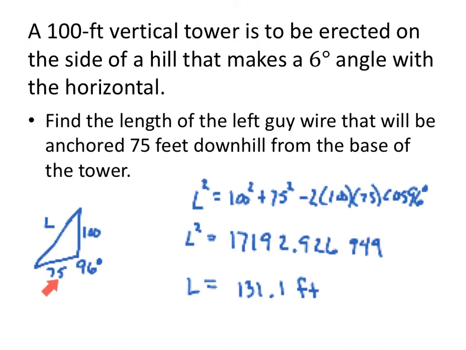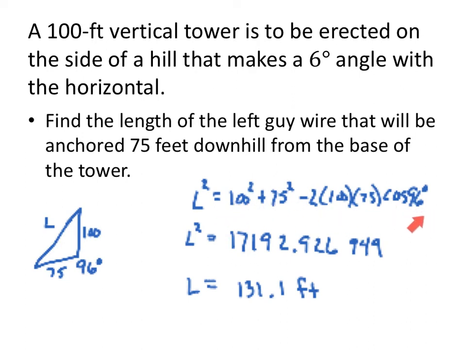On the left, 75 feet down the hill, 100-foot vertical tower. I want to find the length of the left guy wire. This is 96 degrees because remember, from vertical, it's 90, and it's adjusted at 6 degrees, so this will be a 96-degree angle. Across from the side I'm looking for, that's the angle I need. L squared equals 100 squared plus 75 squared minus 2 times 100 times 75 times the cosine of 96 degrees. Put it all in my calculator at once.